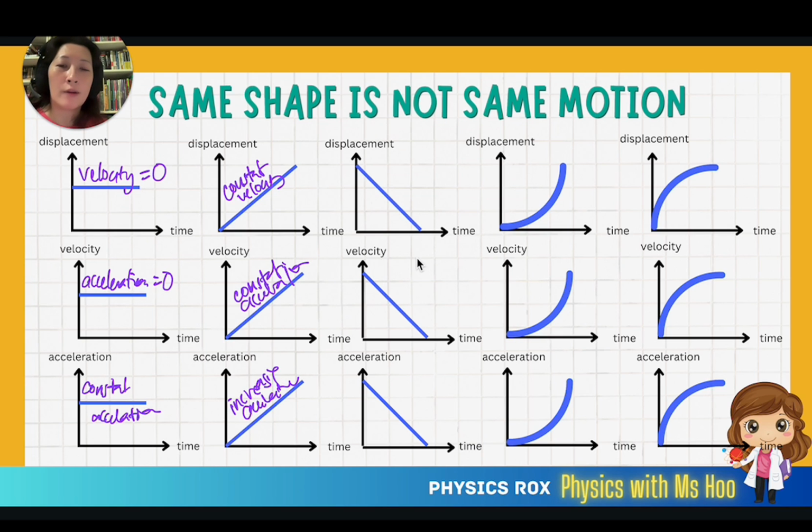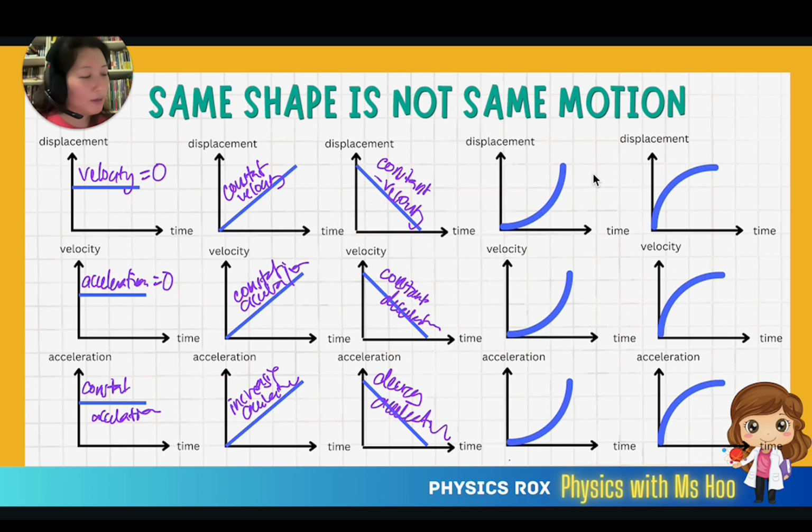For the graphs with negative gradients, for the displacement time graph, this shows us a constant negative velocity. I'm just going to write negative in front, constant negative velocity. For the velocity time graph, this is showing us constant deceleration. And this acceleration time graph shows us decreasing acceleration.